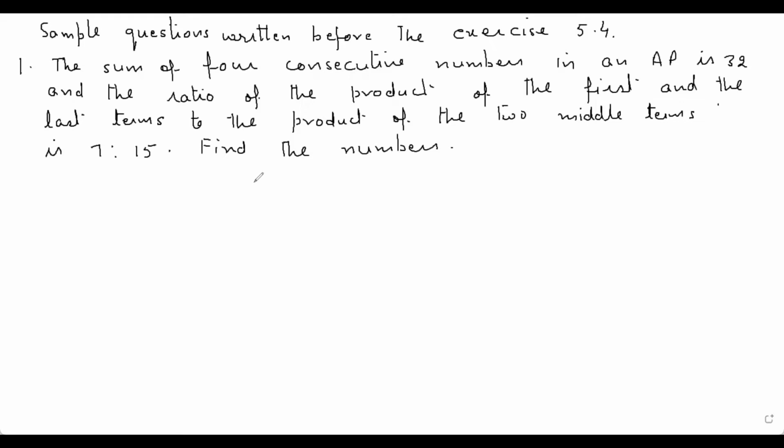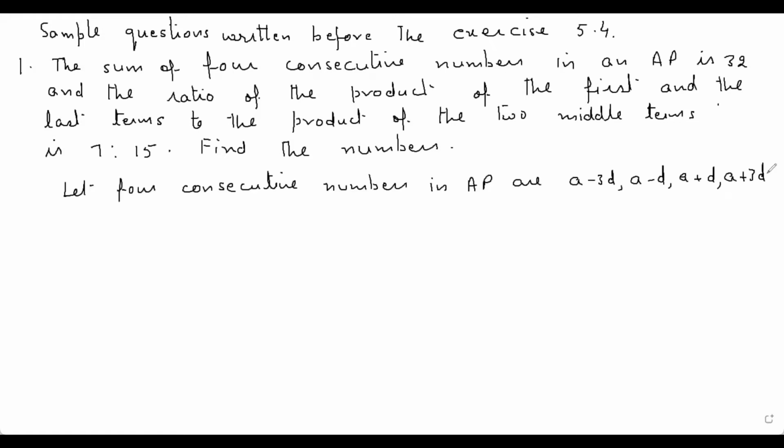the sum of four consecutive numbers in an AP is 32 and the ratio of the product of the first and the last terms to the product of the two middle terms is 7:15. Find the numbers. Now let four consecutive numbers in an AP be a minus 3d, a minus d, a plus d, and a plus 3d.